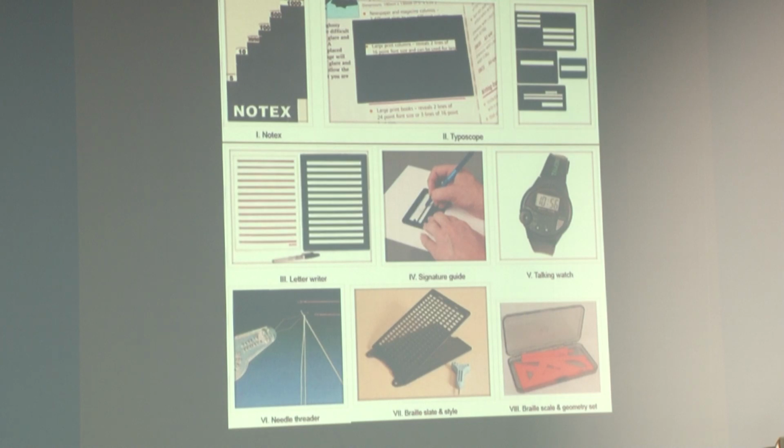Similarly, there are typoscopes which help the person to type or read better; you can see here it uses the principle of contrast enhancement. There is a letter writer, there are signature guides, talking watches, needle threaders which you can use, and again braille style boxes.